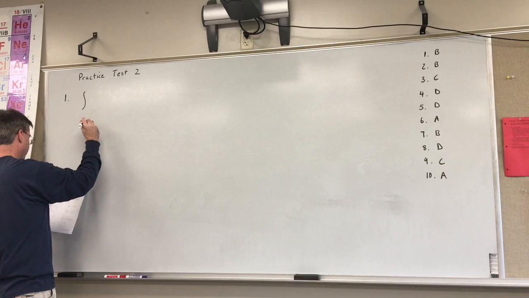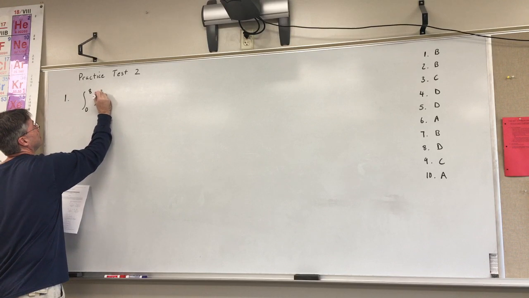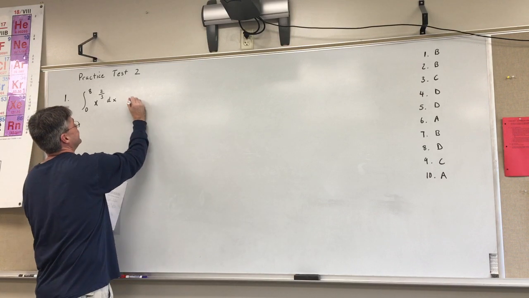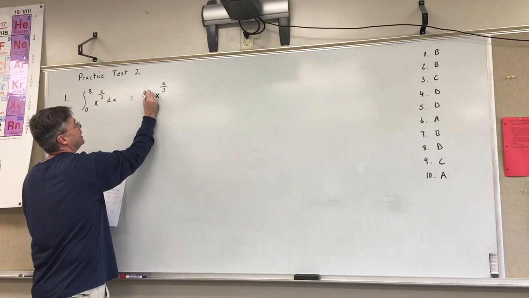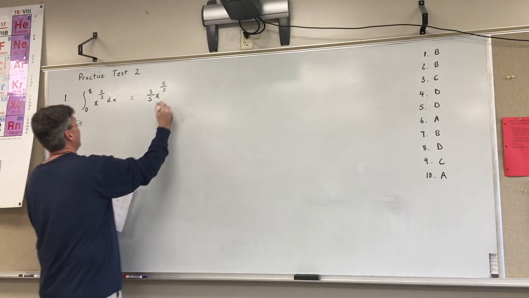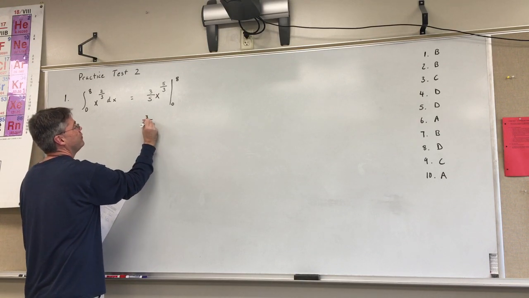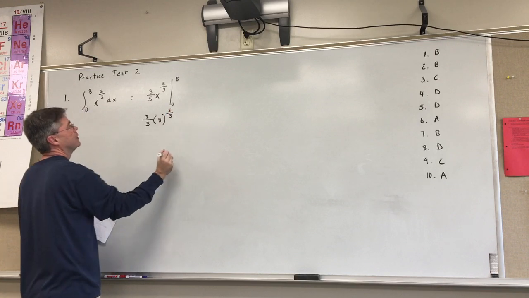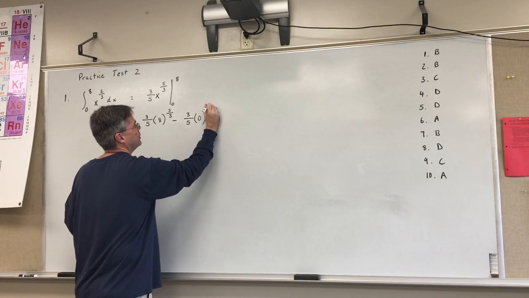We want to integrate from 0 to 8 of x to the 2/3 dx. Okay, so let's add 1 to the exponent, so that's going to be x to the 5/3, but we're going to need a 3/5 out front, and we're going to evaluate that from 0 to 8. So that's going to be 3/5 times 8 to the 5/3 minus 3/5 times 0 to the 5/3.